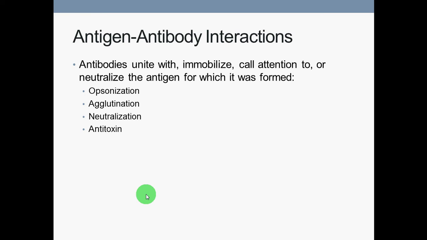And then these are the four things that they can do in order to kill that microbe or work in the immune system. So we're going to talk about opsonization, agglutination, neutralization, and antitoxin.